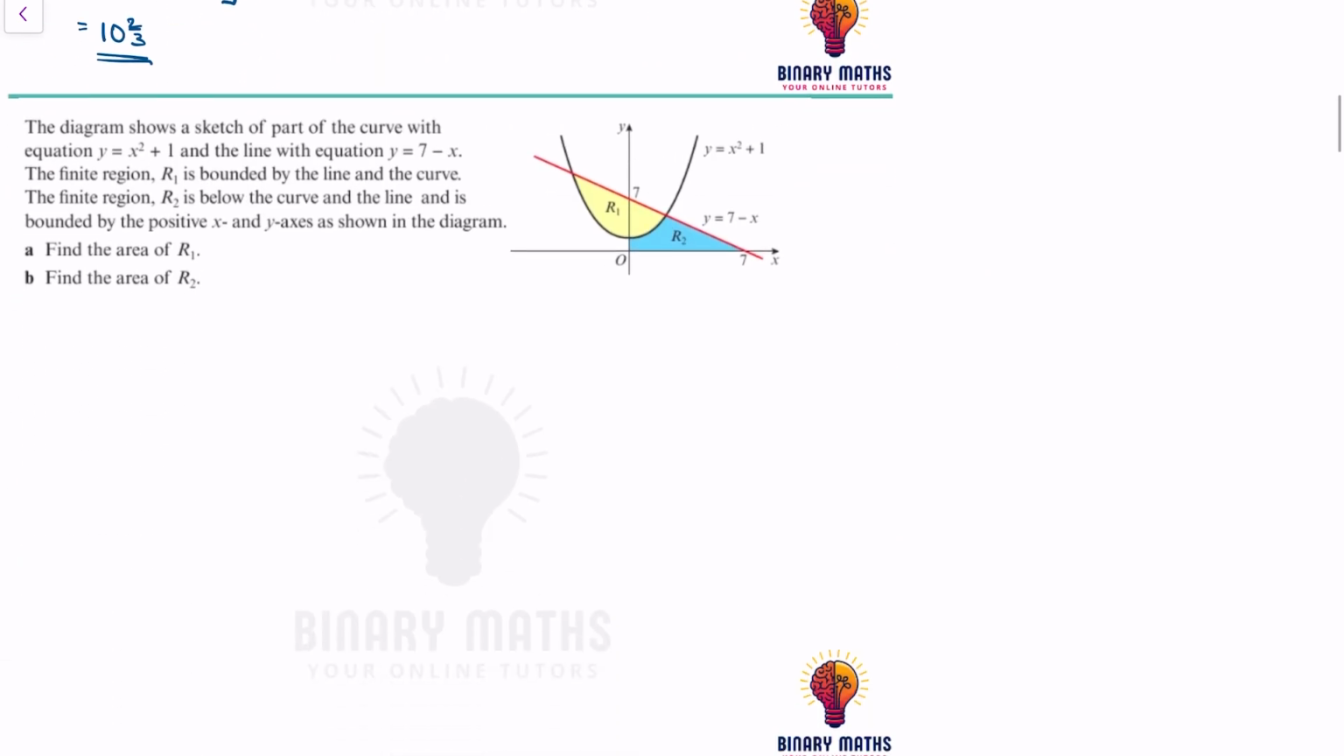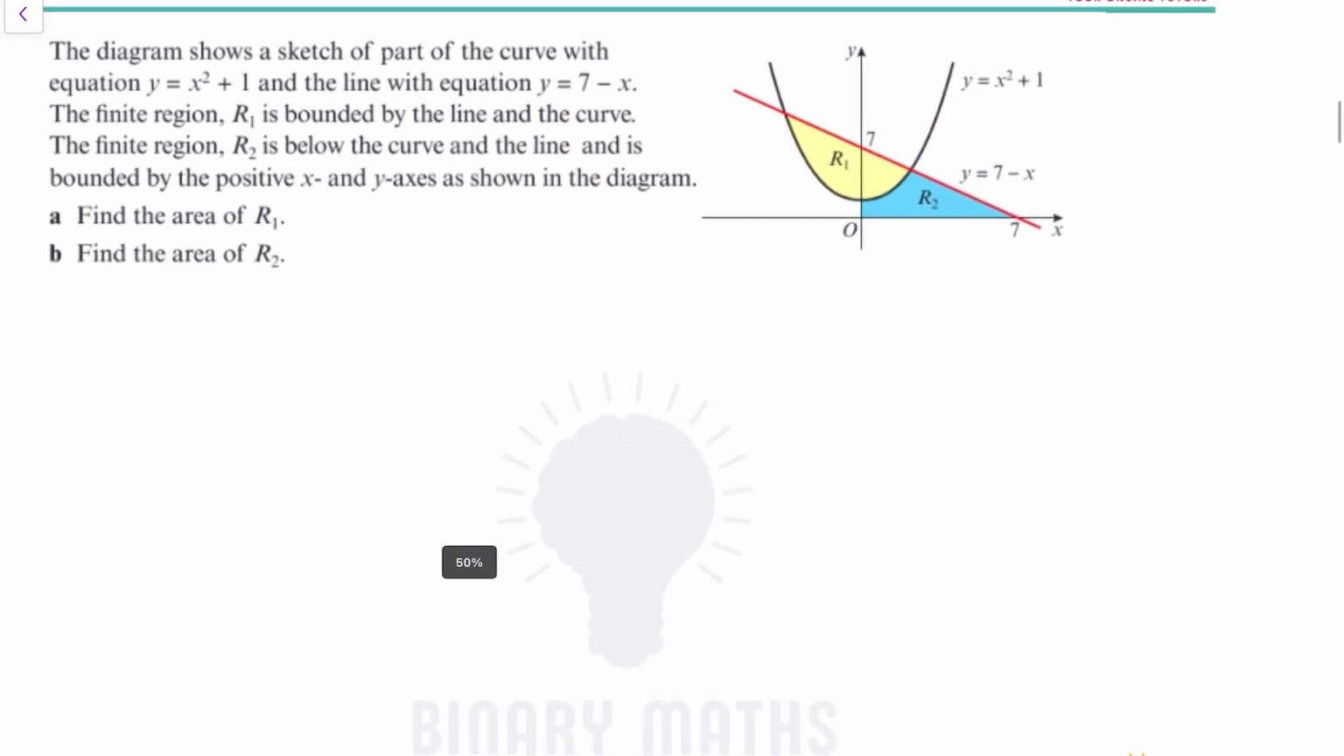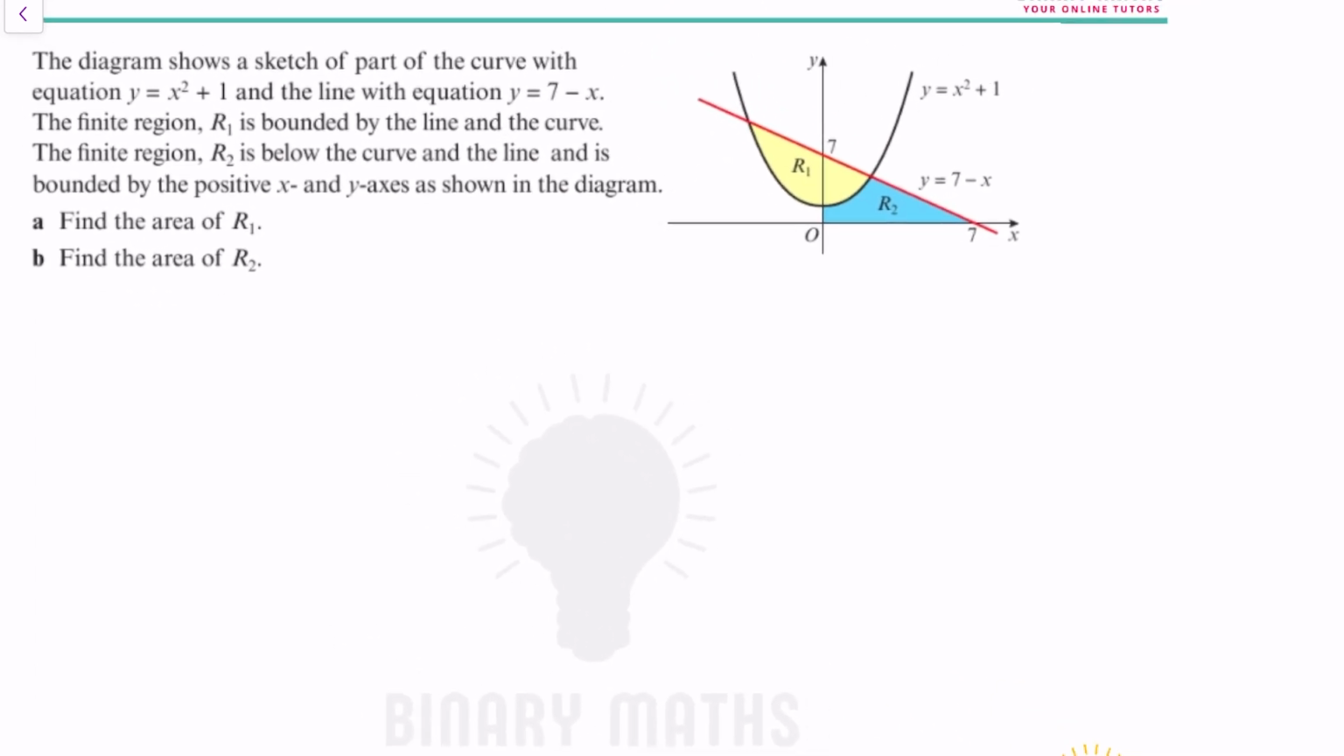Okay, next question. The diagram shows a sketch of a part of the curve with equation y is equal to x squared plus 1 and the line with equation y is equal to 7 minus x. The finite region R1 is bounded by the line and the curve. The finite region R2 is below the curve and the line and is bounded by the positive x and y axes as shown in the diagram. First thing is find the area of R1.